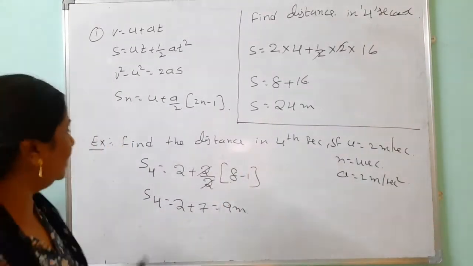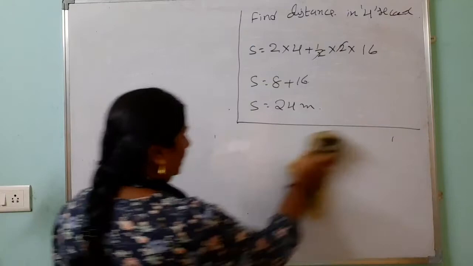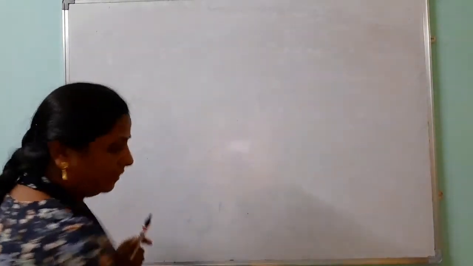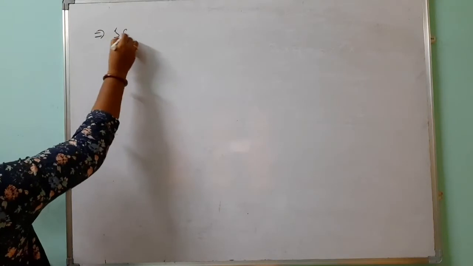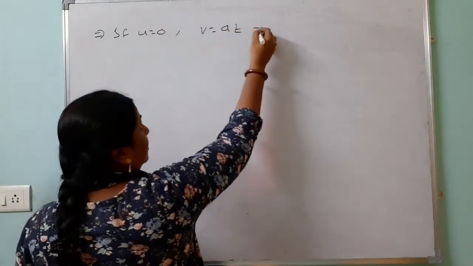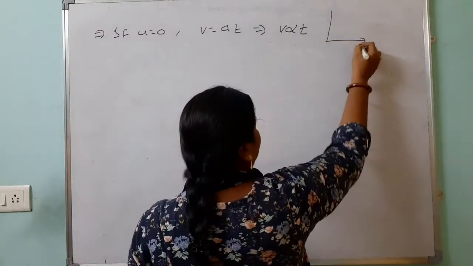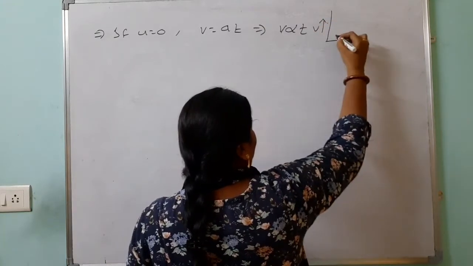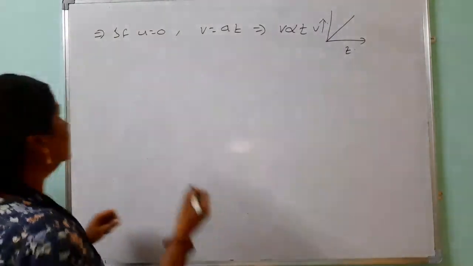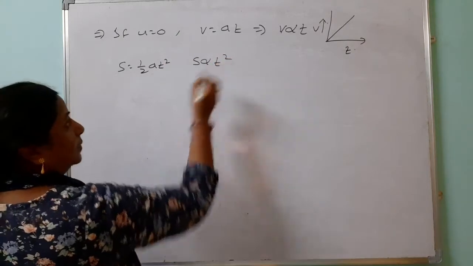That is the difference. Not only this one, suppose initial velocity equals to 0 in the problem. See, if u equals to 0, immediately the first equation of motion becomes v equals to at. If uniform acceleration, it means velocity is directly proportional to time. When we are drawing the graph between these two, time is on x-axis, then velocity is on y-axis. Both are directly proportional, means it is passing through the origin. Then, second equation of motion, s equals to half at square, means displacement is directly proportional to t square.